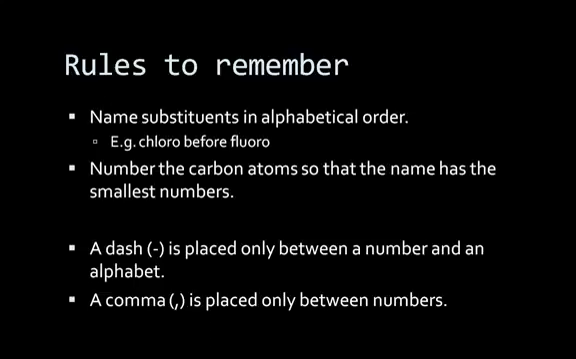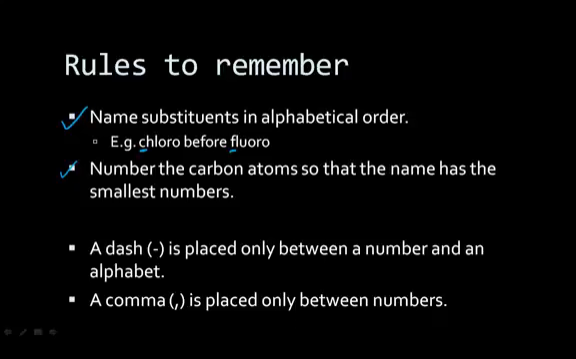There are several rules you have to remember when it comes to naming organic compounds. The first one is to name the substituents in alphabetical order. For example, if you have chloro and fluoro, then C, chloro, comes before F, fluoro. The second rule is to number the carbon atoms so that the name has the smallest numbers. The smallest numbers.